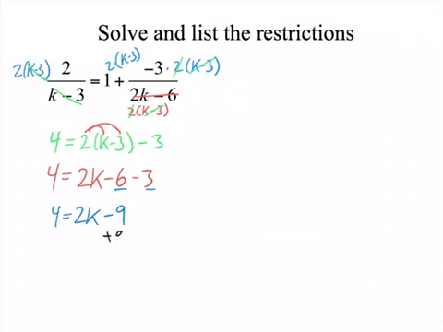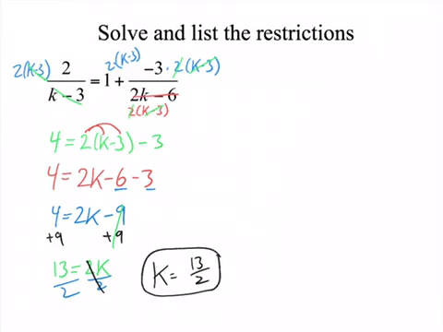Solve now. We add 9 to both sides. I now have 13 equals 2k. Divide both sides by 2. And I have k equals 13 over 2. And there's my answer.